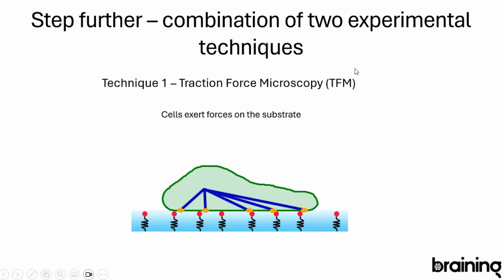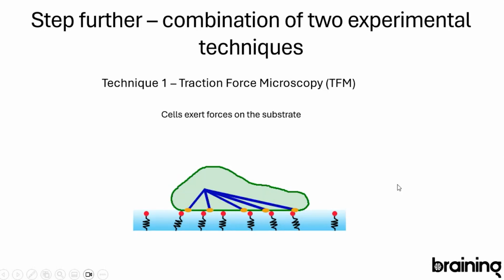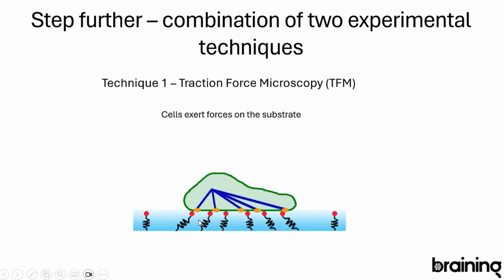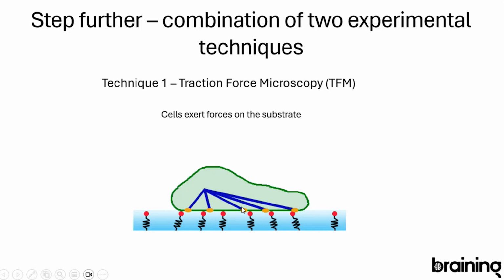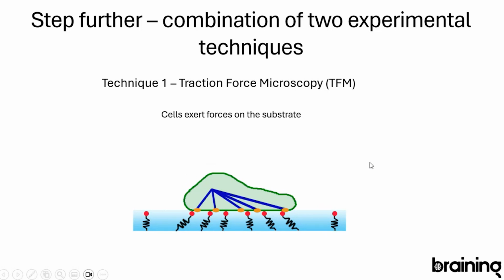But now there is another technique which is very insightful. It is called traction force microscopy. How does it work? When we settle a cell on the elastic substrate, which we can consider as a set of springs, the cell interacts with the substrate and exerts forces on it. The result is that this cell is able to deform the substrate, and the amplitude of the deformation depends on the forces. So stronger cells can deform a substrate more, weaker cells less.